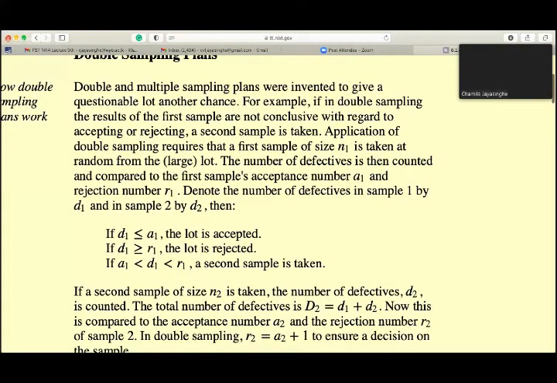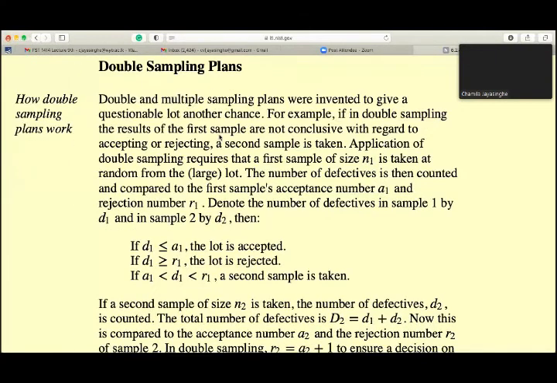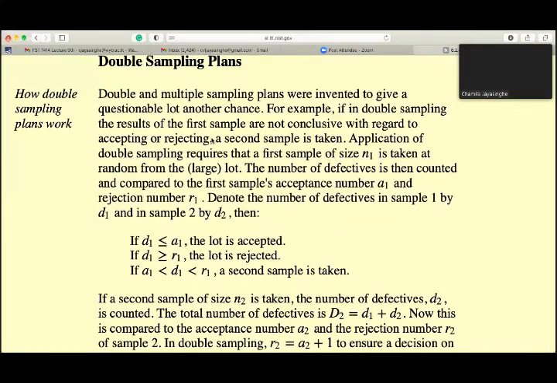Double and multiple sampling plans were invented to give a questionable lot another chance. That means if there is a questionable lot, they give it another chance to go forward. That is why the double sampling plan is important. A simple sampling plan is just accept or reject; there is only one answer. But in a double sampling plan, they give a questionable lot another chance. For example, if the results of the first sample are not conclusive, I have not come to a conclusion yet, a second sample is taken.